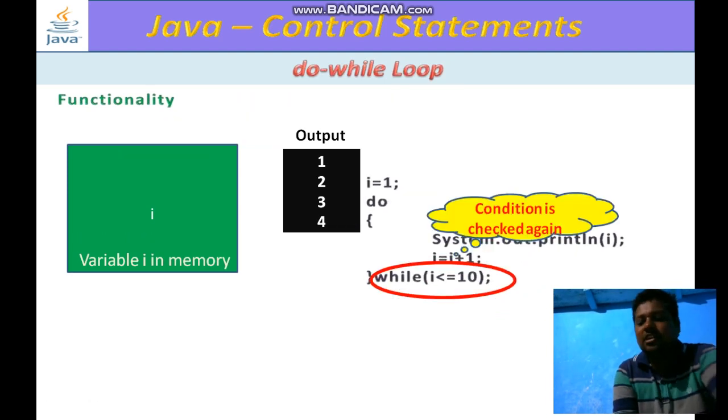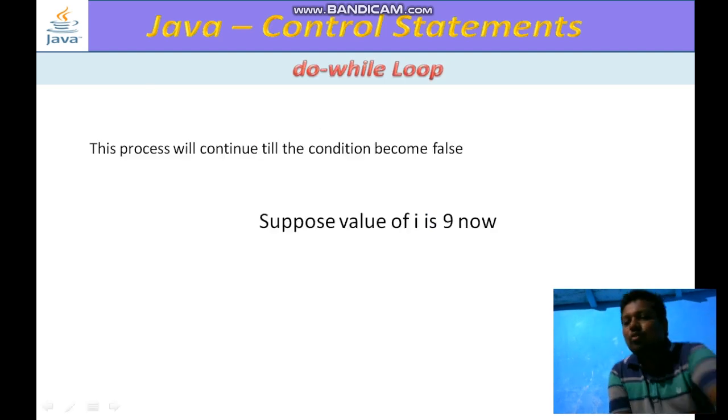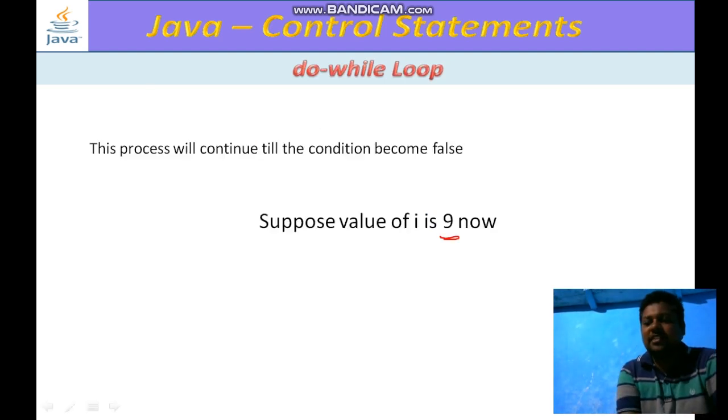Again we increment the value, so now the incremented value is 5. Again we check the condition, and again the condition is true. Suppose the I value is 9, what will happen? We will check after 9, how the loop will execute.